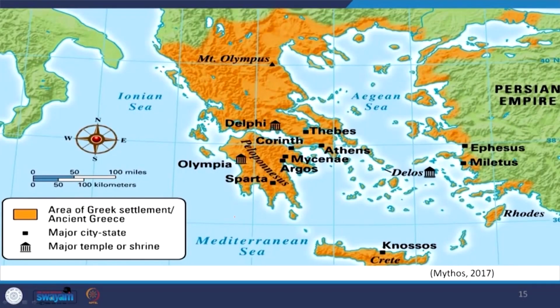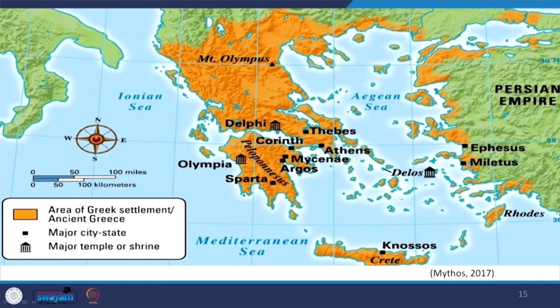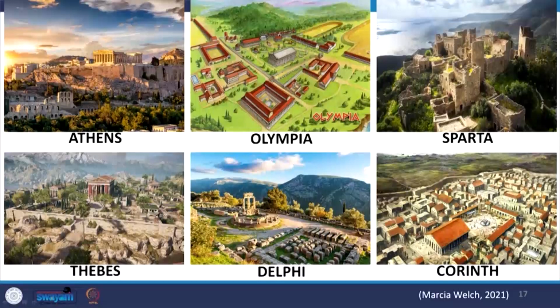In the image, the orange color shows the ancient Greece. We see that most of the Greek mainland was rocky and barren and therefore bad for agriculture. Most Greeks therefore lived along the coastline or on islands where the soil was good for farming. The Aegean and Mediterranean seas provided a means of communication and trade with other places. In ancient Greece, there were 6 major cities: Athens, Olympia, Sparta, Thebes, Delphi, Corinth.